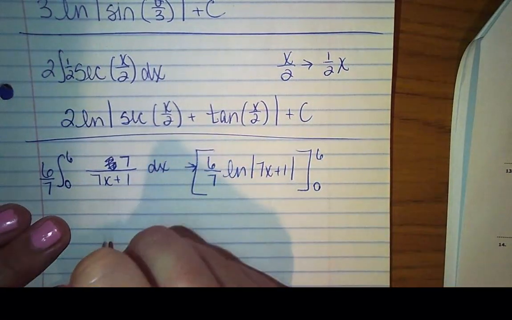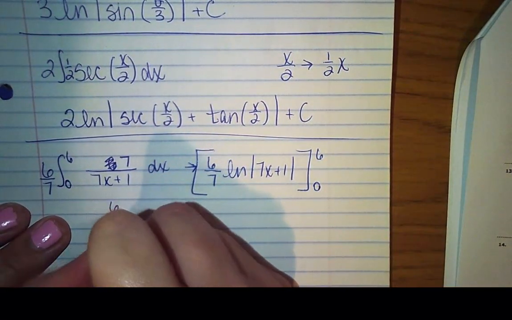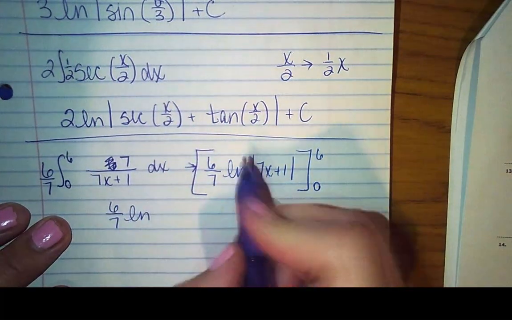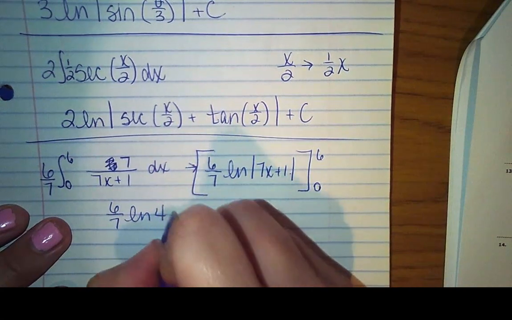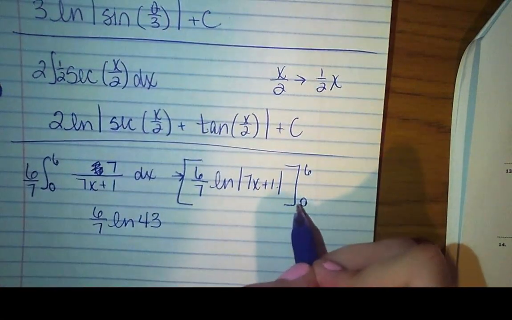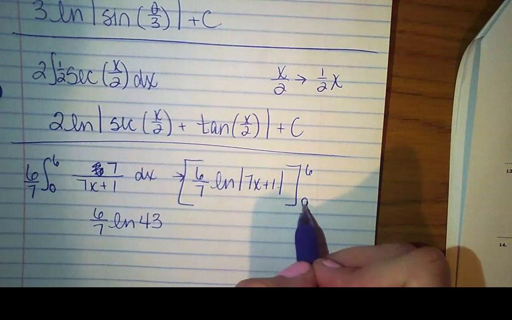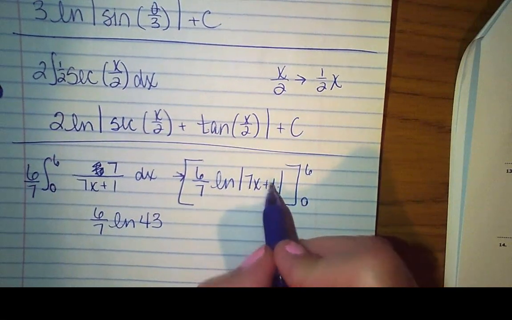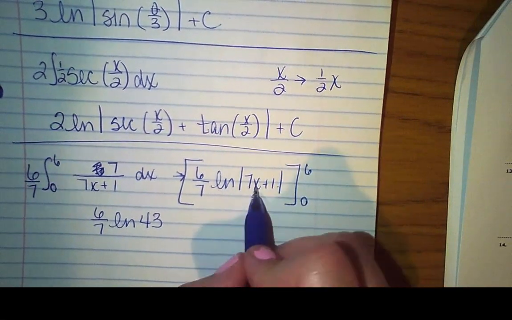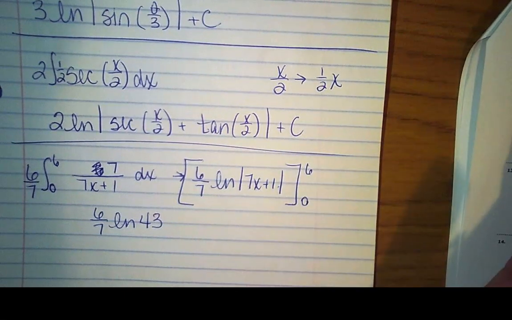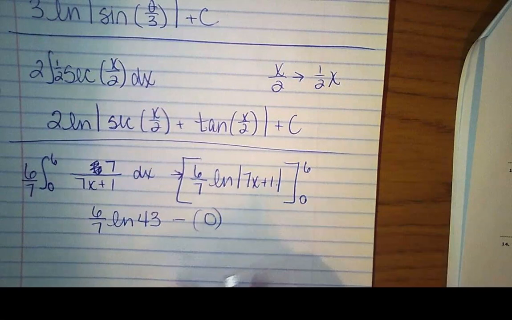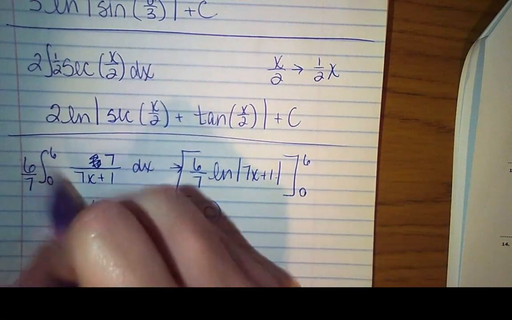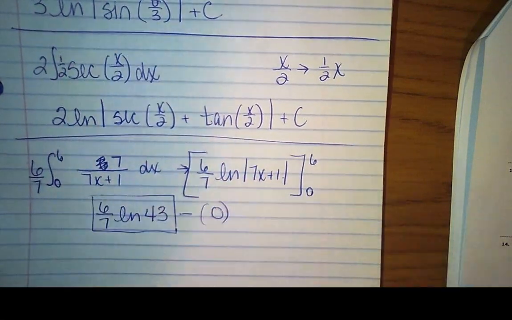Okay, so when I evaluate at 6, I get 6/7 times the natural log of 7 times 6, which is 42, plus 1 is 43. And then minus, if I evaluate at 0, 7 times 0 is 0, plus 1 is 1. The natural log of 1 is 0. So you don't have anything to subtract off because it zeroes out. So that is your final answer for that one.